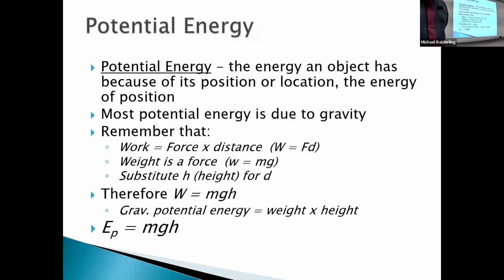We are ahead of it. I will introduce potential energy and then we'll start the lab early because we're ahead of schedule.